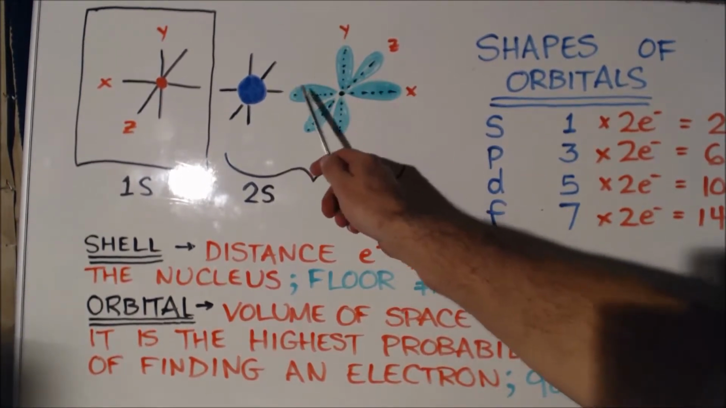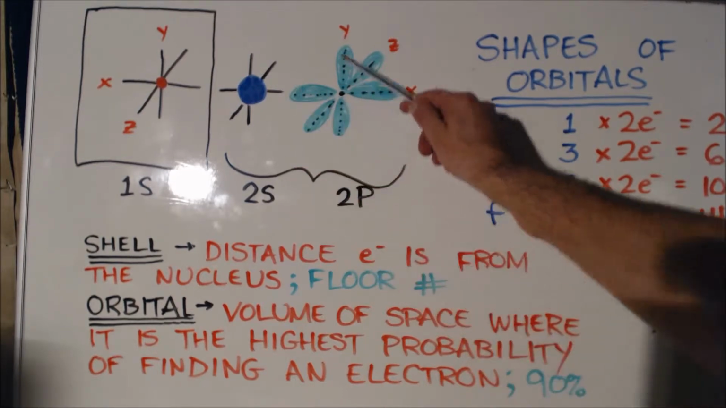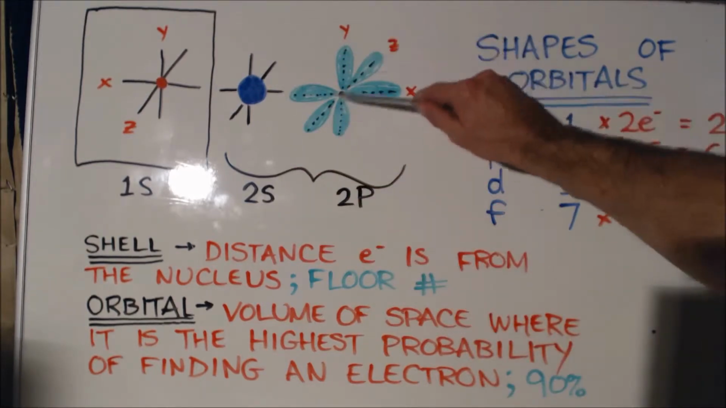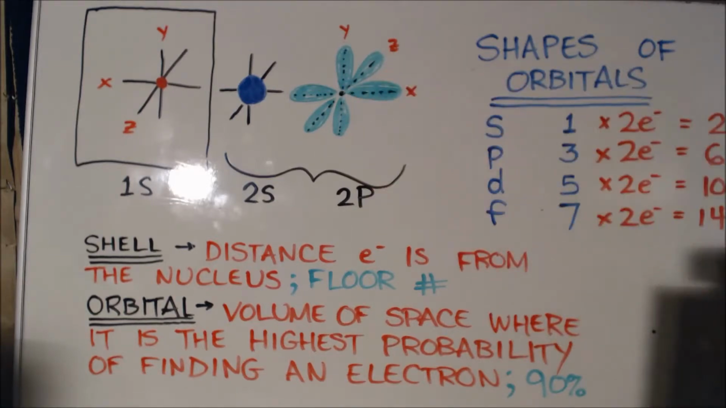Now you have p orbitals, which has 3 orbitals. These two sides are actually the same orbital. Like the x-axis, this is one thing. Y-axis, this is one thing. Z-axis, this is one orbital. Each one of these is one orbital.